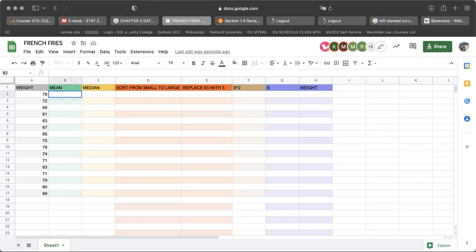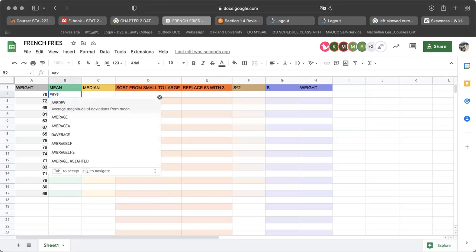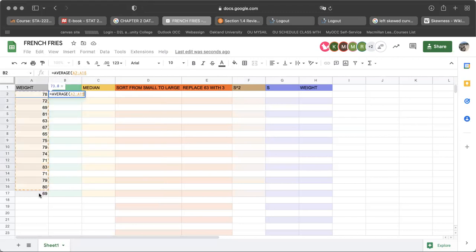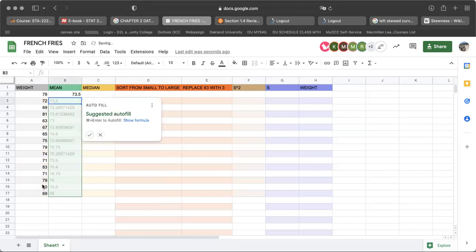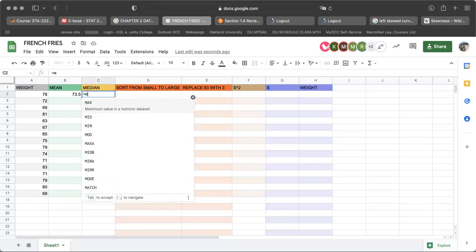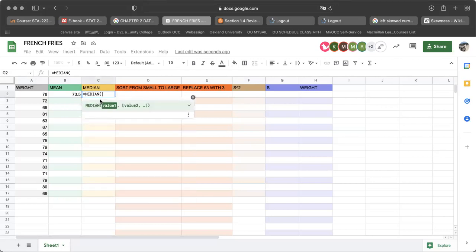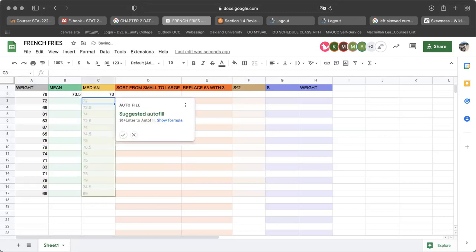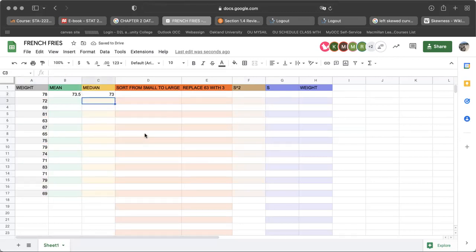Right. So the mean in Google Sheet, the command is average. So average right there, and then just highlight your data set because it's short. So the mean is 73.5, like we have, right, and the median the same. Enter equal median. Highlight it. 73. Now, question 3 asks, what if the smallest weight was incorrect?